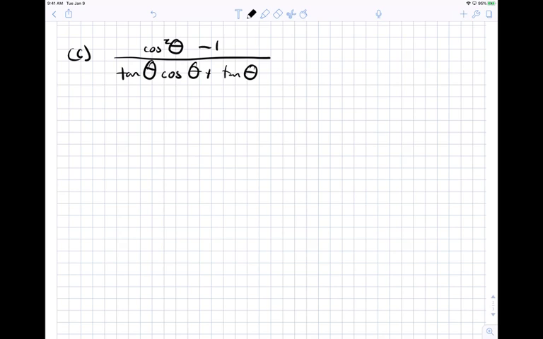We can't cancel terms. We can only cancel factors. Factors are things that we multiply, right? This is not all multiplication and division, so we can't cancel like that yet. But if we focus on the top, from algebra, cosine squared minus 1, that's a difference of squares. We have something squared minus something squared. Can you tell me what that factors into?